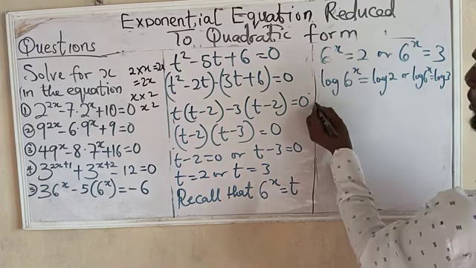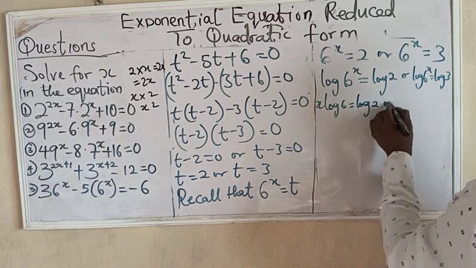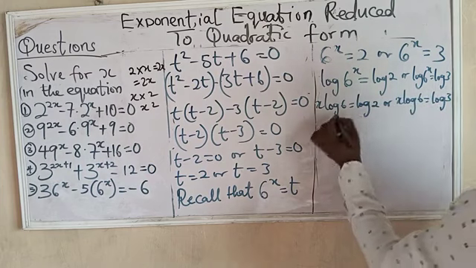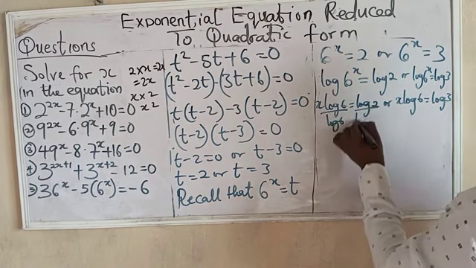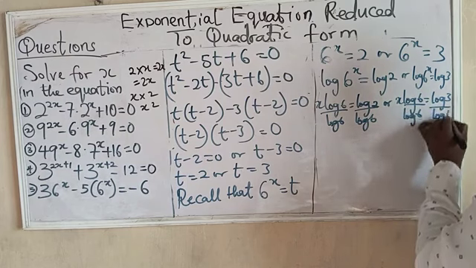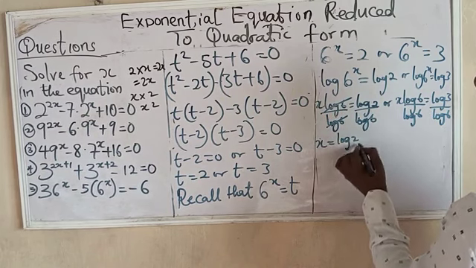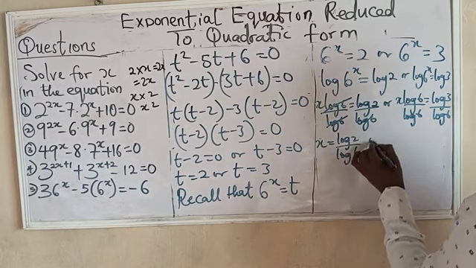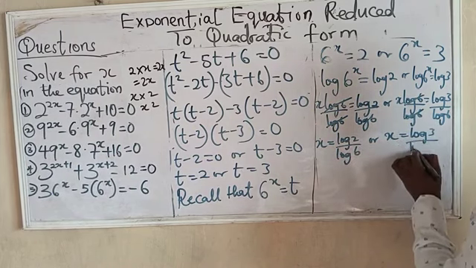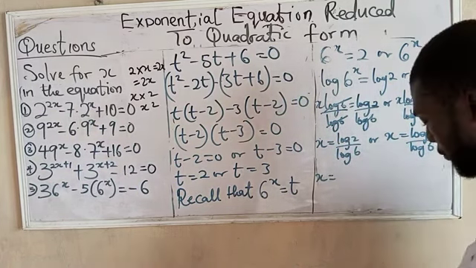So from here, I can say x log 6 equals log 2, or x log 6 equals log 3. We divide both sides by log 6 here, and we divide both sides by log 6 here also. So this cancels, we have x equals log 2 over log 6, or this cancels, we have x equals log 3 over log 6.